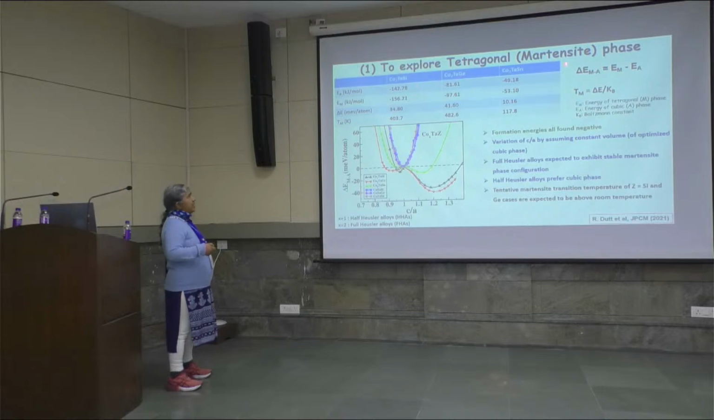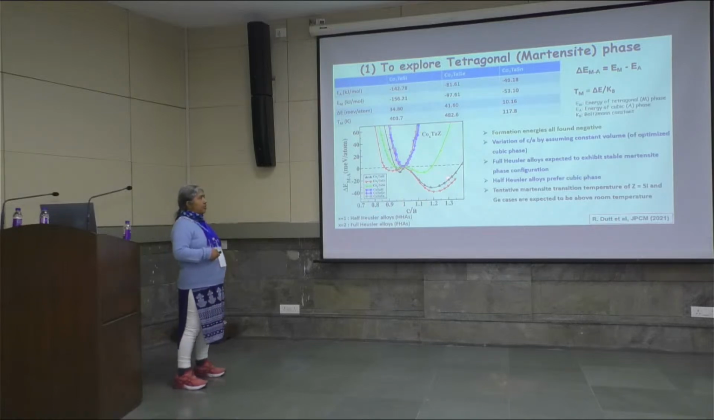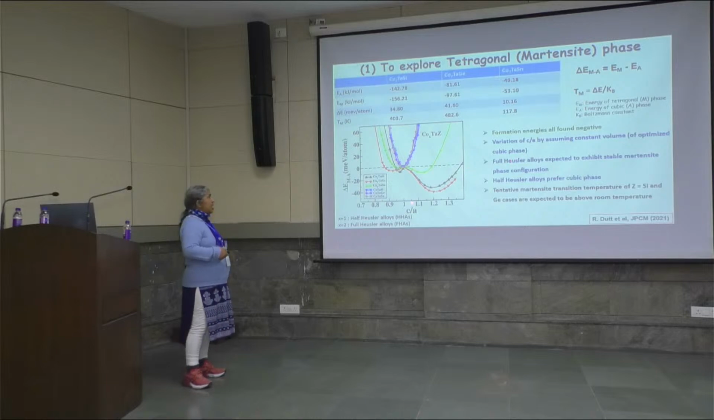So first is tetragonal martensite phase. What we do is take the cubic structure, and then we vary the c/a, keeping the volume constant, because the martensite transition is known as a volume constant transition. So we keep the volume constant as the cubic. For this we optimize the value of a, then we vary the c/a, keeping that volume constant. Then we plot the energy difference between M phase and A phase, and we calculate our tentative Tm value, that is the transition temperature value. This is a crude approximation just to get a trend.